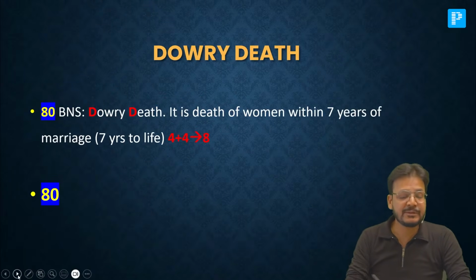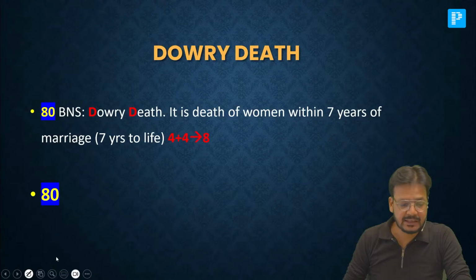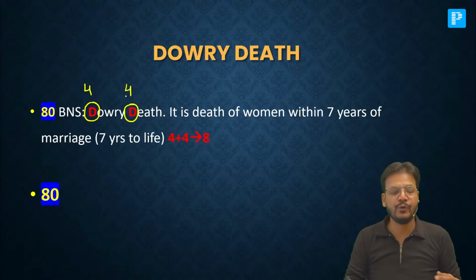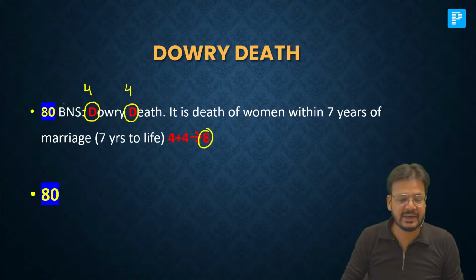Sir, dowry death is punishable under which BNS section? I am making a very simple trick. D for dowry, D is the 4th letter; D for death, 4th letter. Okay, 4 plus 4 becomes 8. That's a very simple trick.